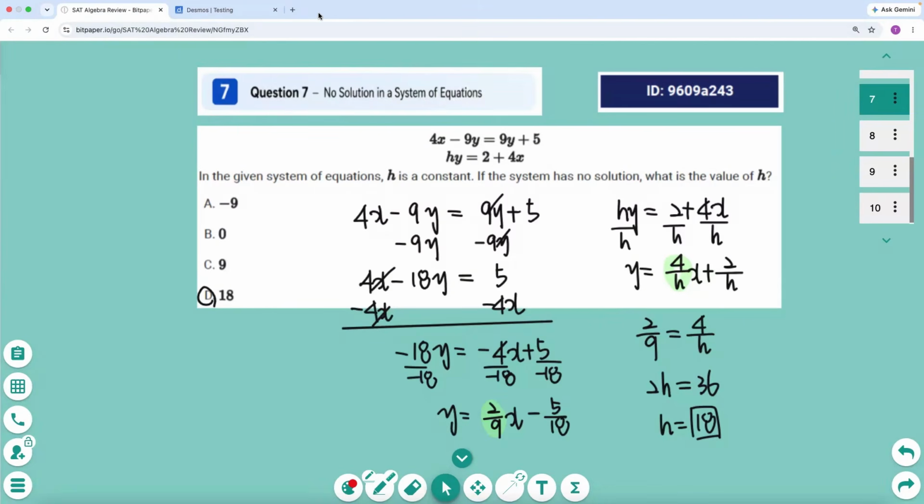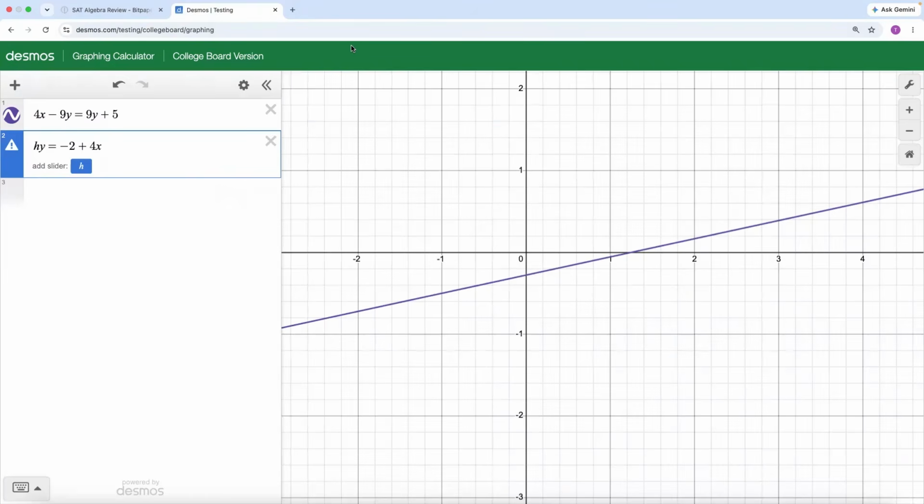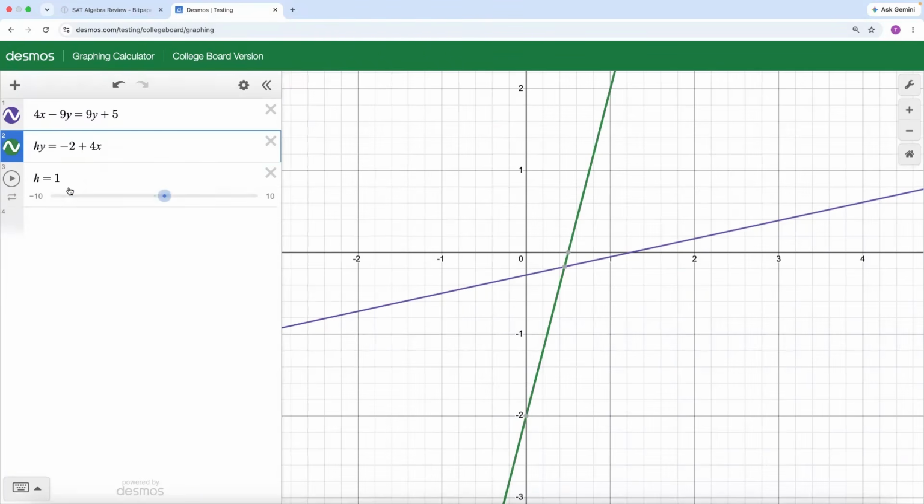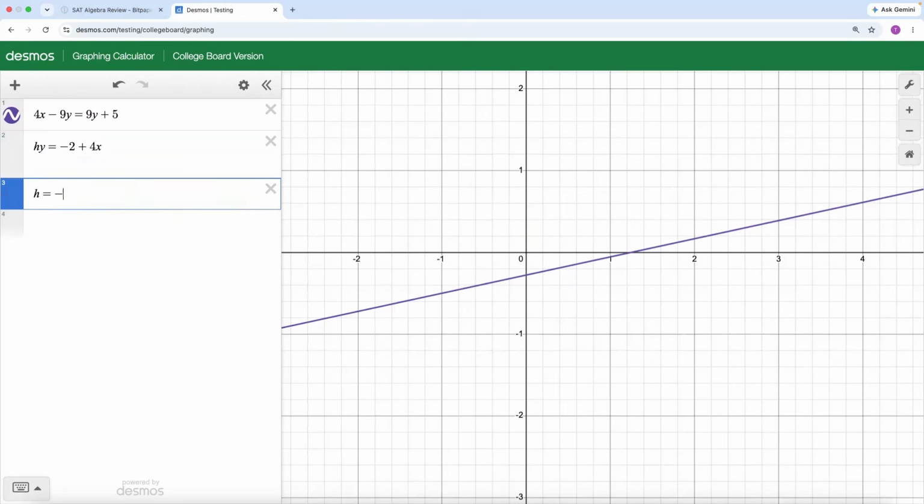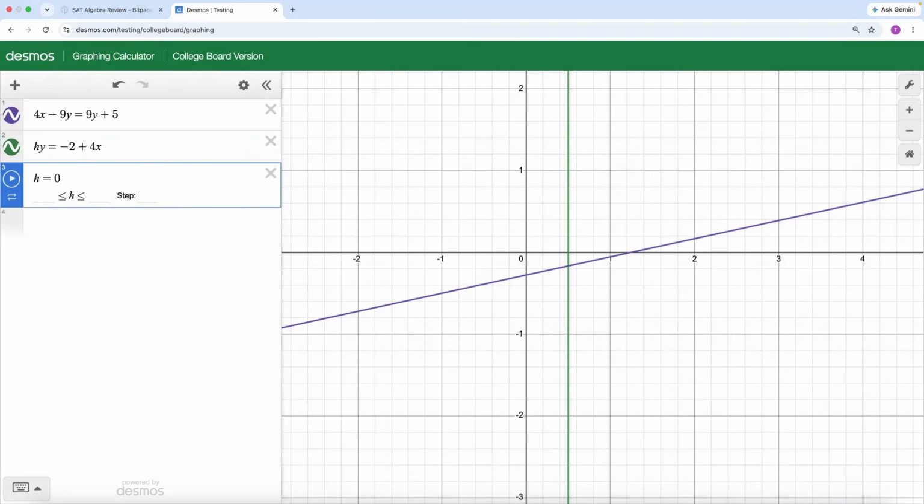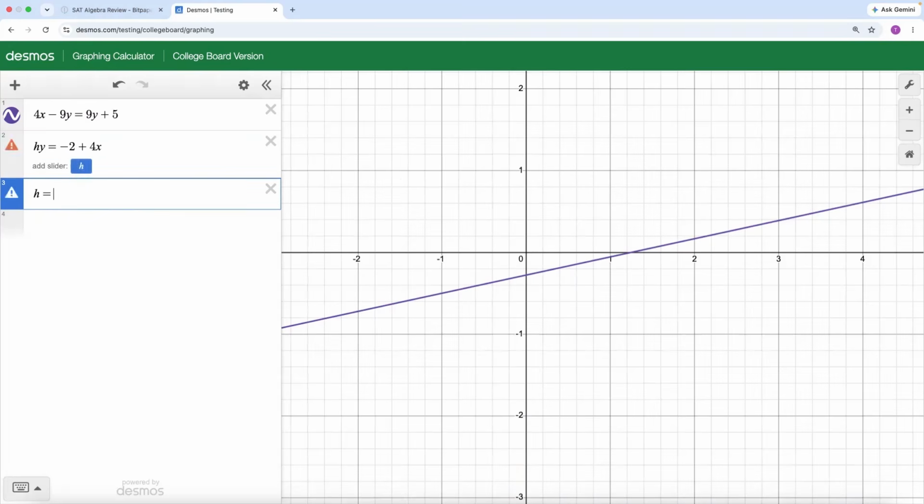Let me show you a useful Desmos shortcut for this problem. First, enter both equations exactly as they are. Add a slider for h. Instead of dragging the slider, use the answer choices. Try them one by one: negative 9, 0, 9, and 18.